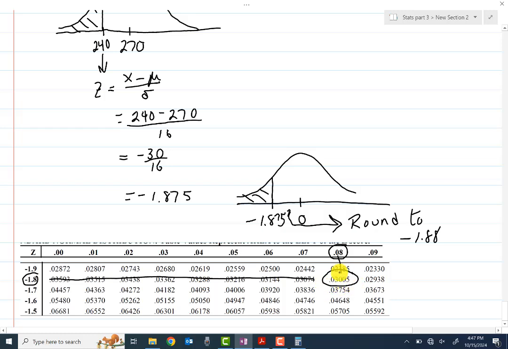Very small amount. We have 0.03005, approximately. I think they wanted a percentage, so this equals 3.005%. No, these are the number of people that are well under the mean.